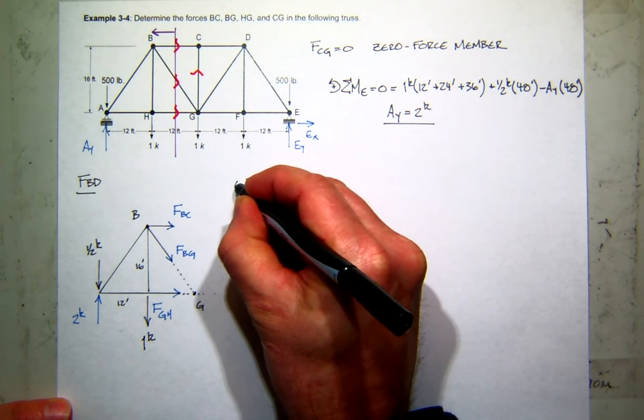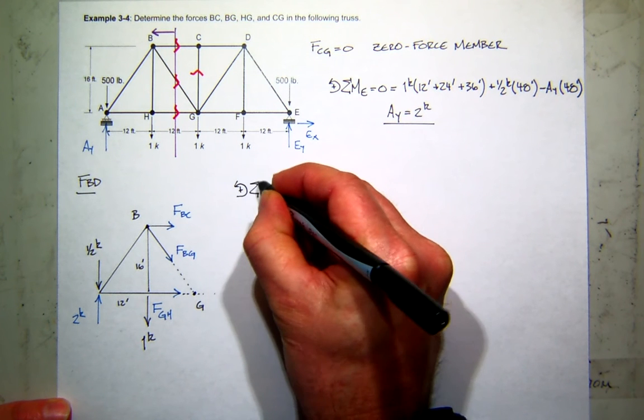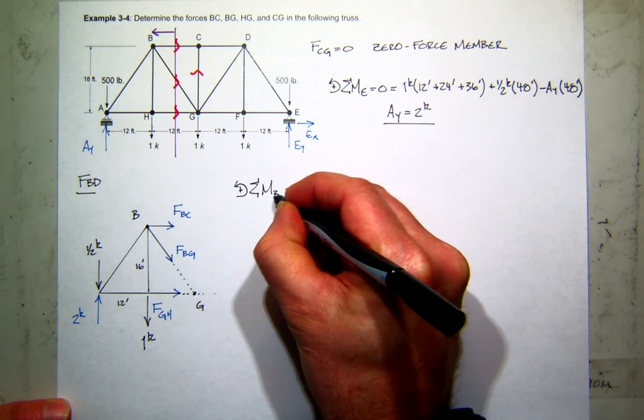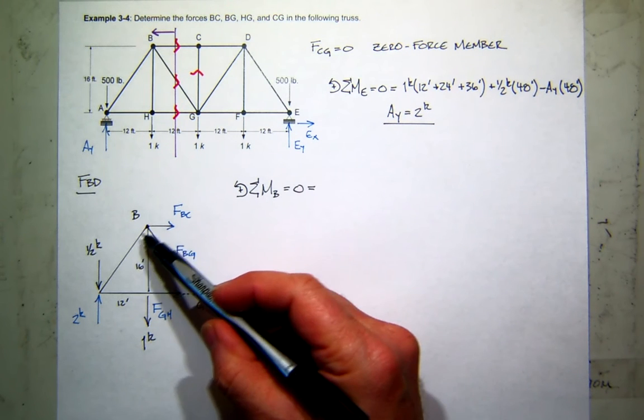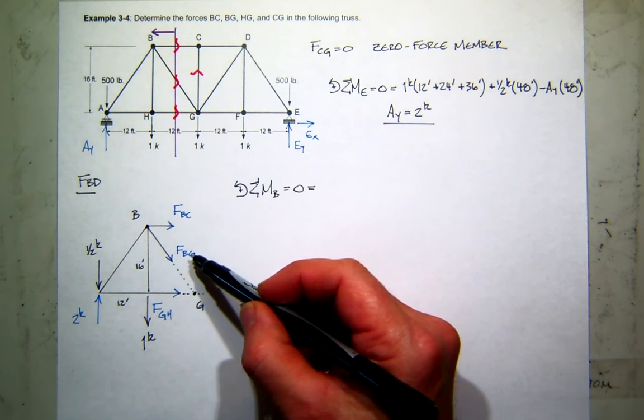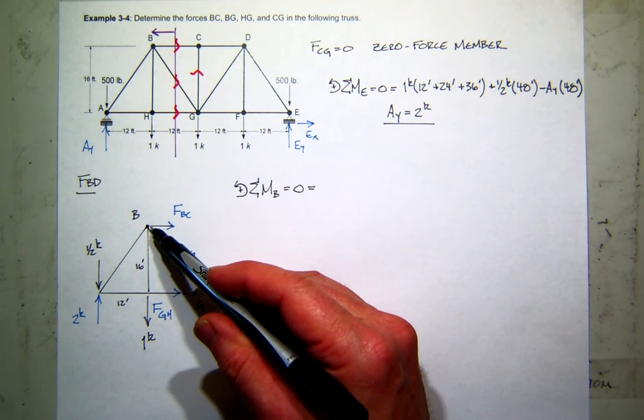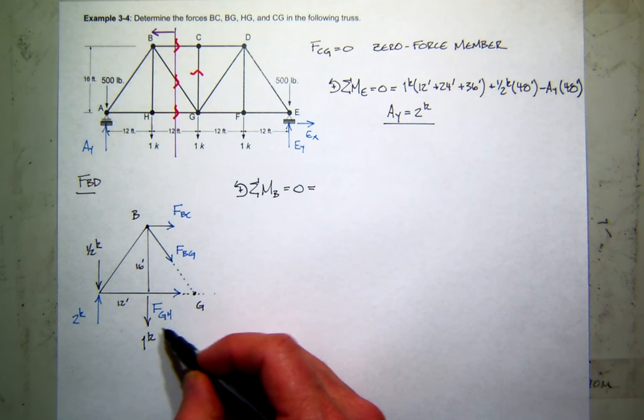I'll start with the moments first. So I'm going to sum moments at the top, B. I'm summing the moments about B. BC and BG pass through B, so the only unknown will be GH.